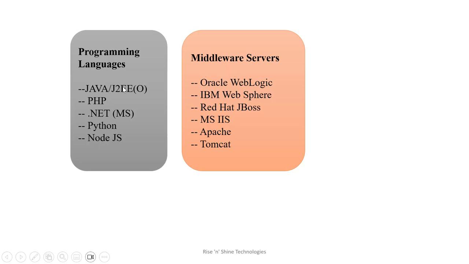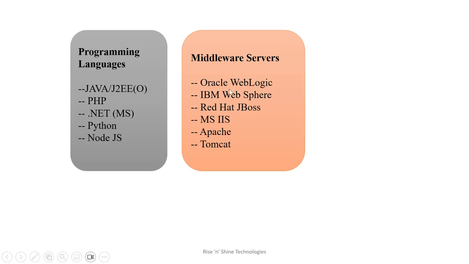But do these have a correlation or not? Yes, they all have a dependency on each other. Suppose I choose a .NET programming language for my application, what middleware server do I need to use? I need to use only an IIS server. I cannot use Tomcat to deploy a .NET application. Tomcat doesn't know how to run a .NET application. Like that, WebLogic, WebSphere or JBoss, these servers know only Java J2E. They don't know Python.